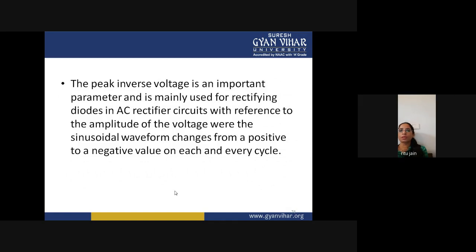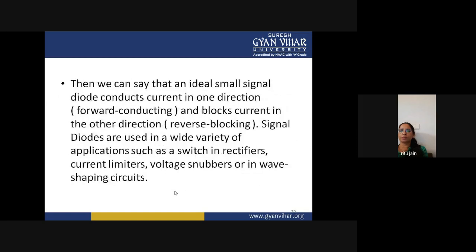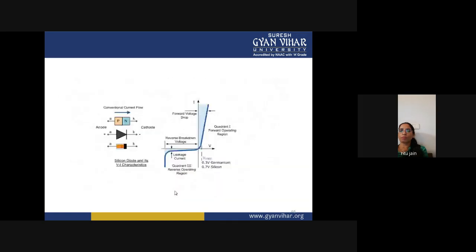So you can say that the peak inverse voltage, or maximum reverse voltage, is the maximum allowable reverse operating voltage that can be applied across the diode without reverse breakdown. Okay. So in the characteristic, we saw that, yeah, this is your reverse breakdown voltage.